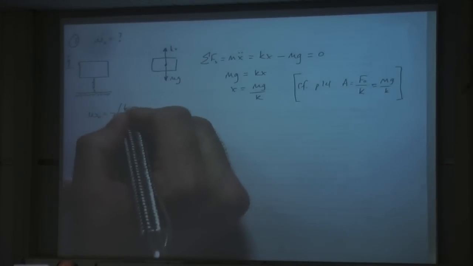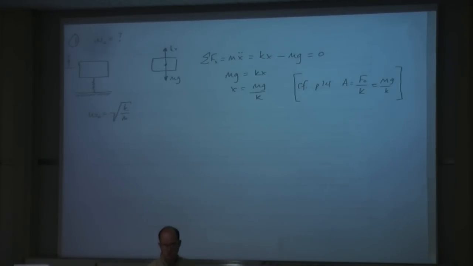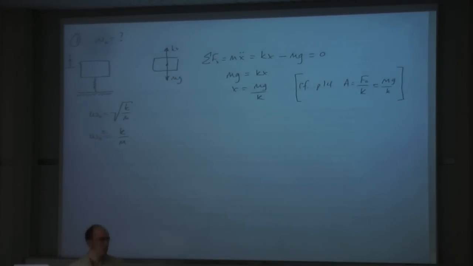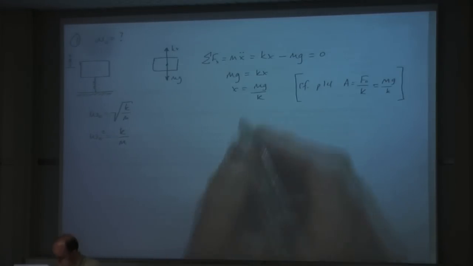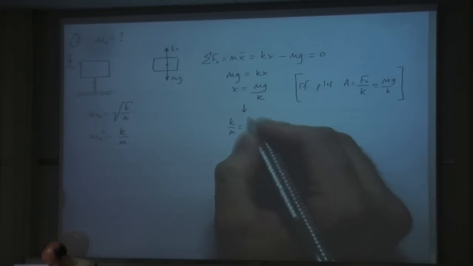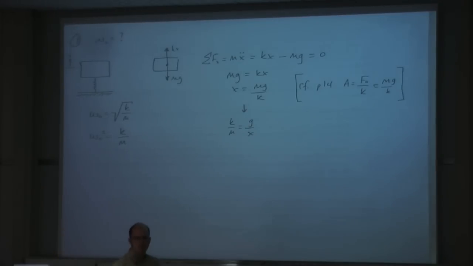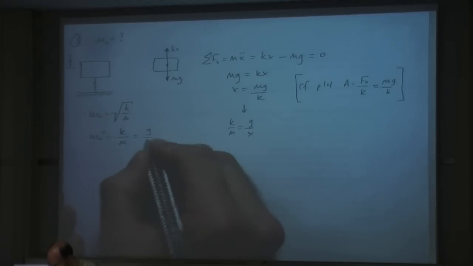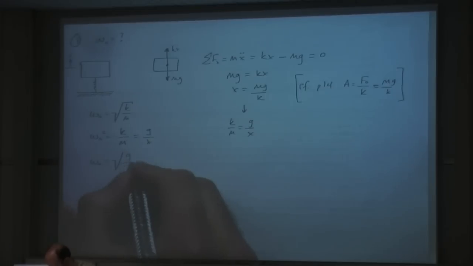Now we know omega naught is the square root of k divided by m. And so omega naught squared is obviously k divided by m. And if we rearrange this equation to solve for k divided by m, we end up getting k divided by m equals g divided by x. And so we can substitute into this equation g divided by x. So omega naught equals the square root of g divided by x.